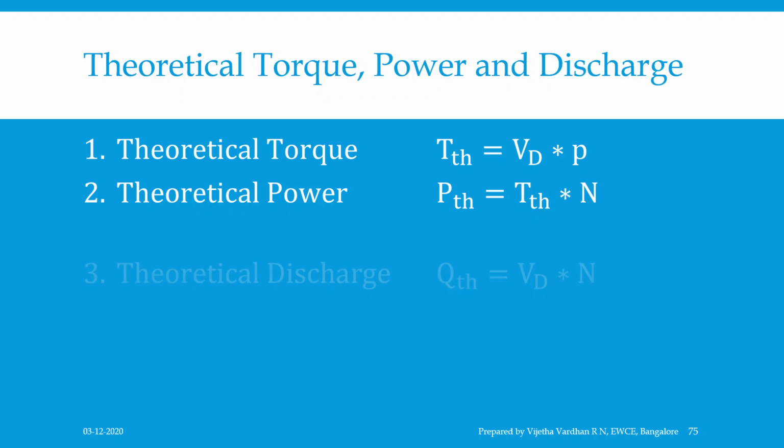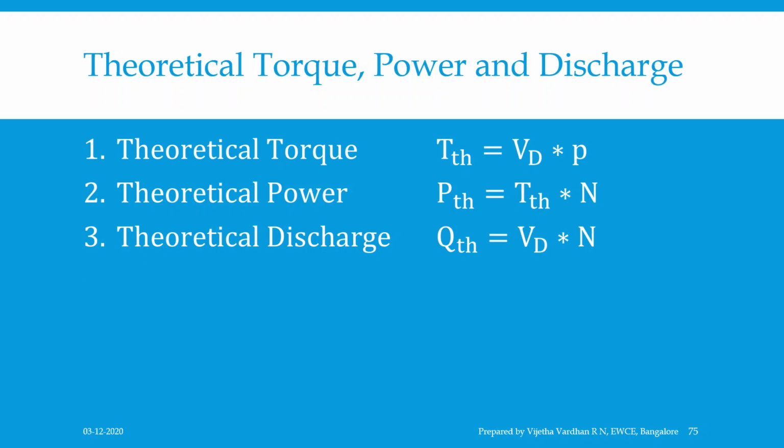Then coming to the theoretical discharge Q_TH, which is usually calculated as Vd, that is the volumetric displacement, times the speed of the motor, or it can also be calculated as Vd × N / 60 to get meter cube per second. This is about the concept of theoretical torque, power and discharge.